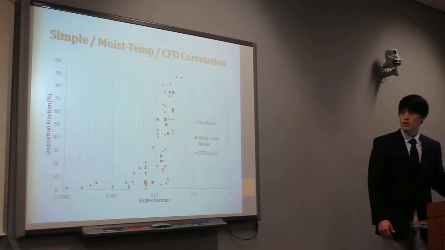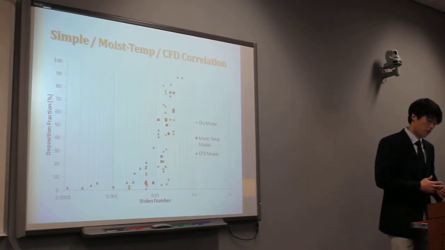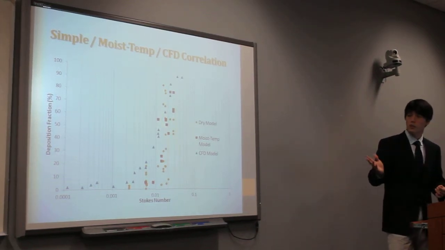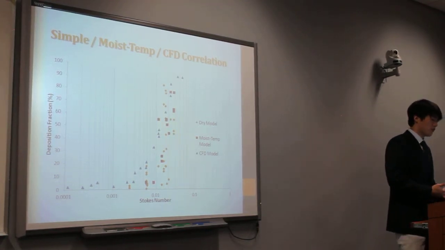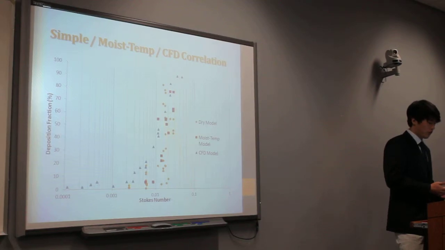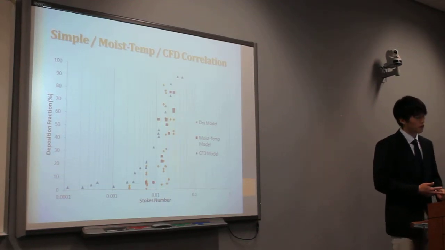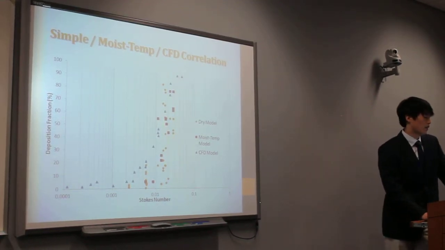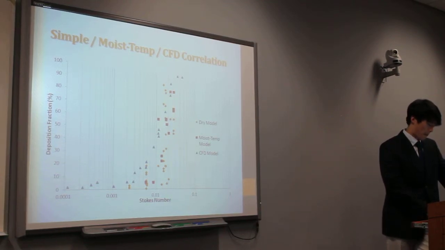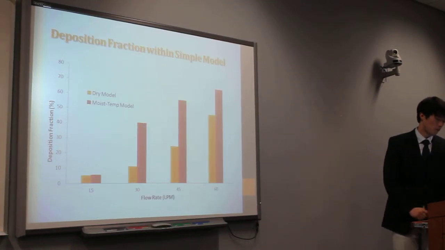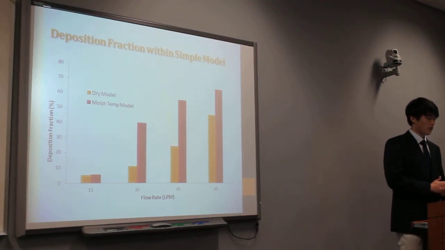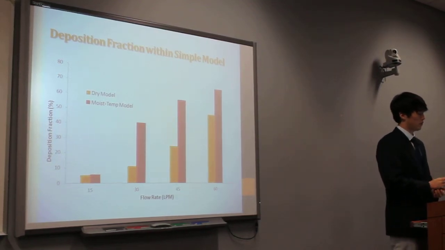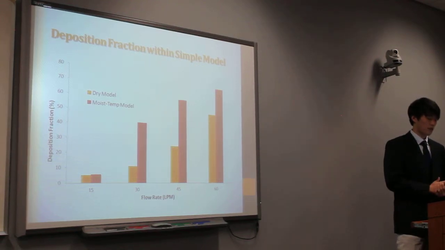This deposition fraction versus Stokes number graph shows the correlation between the experimental data and the computational data. The deposition fraction data for the dry model was found to have a very similar pattern compared to the computational data. And this graph is deposition fraction versus flow rate for those two, the dry model and the moist temperature model.